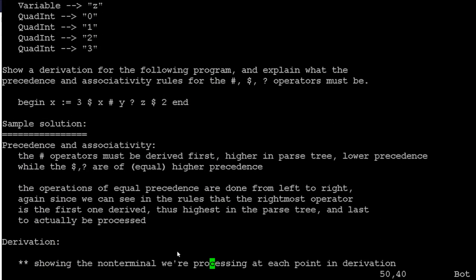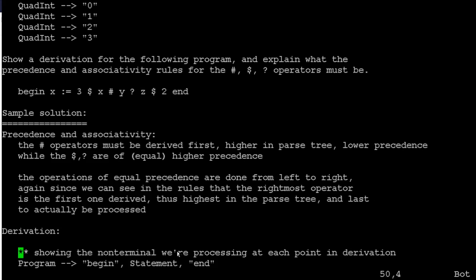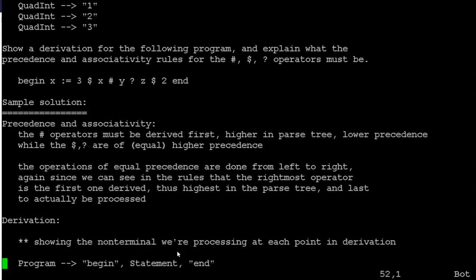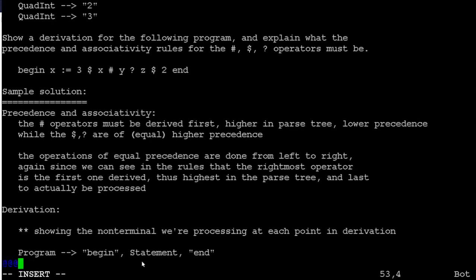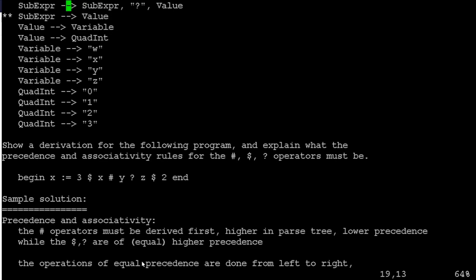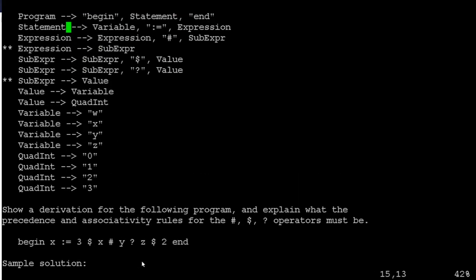We've only got one rule for the program, so that's got to be the first one we do. So we've got to start with that program rule. And then from there, we've now got begin, statement, end, which matches our begin, a bunch of stuff, and end. And we've only got one kind of statement, so I might as well just cut and paste this.